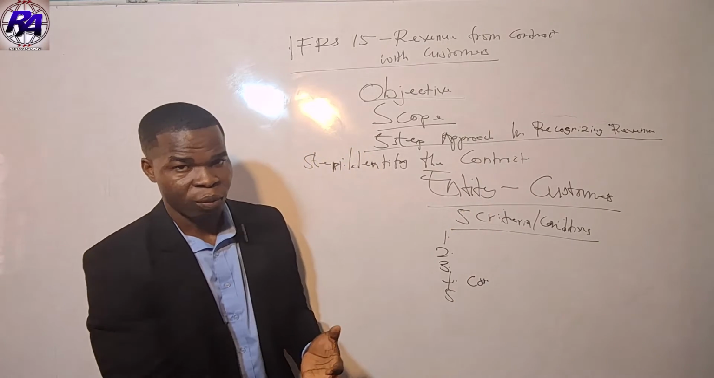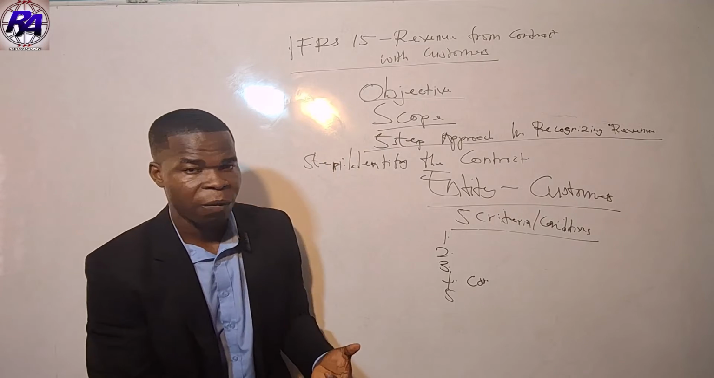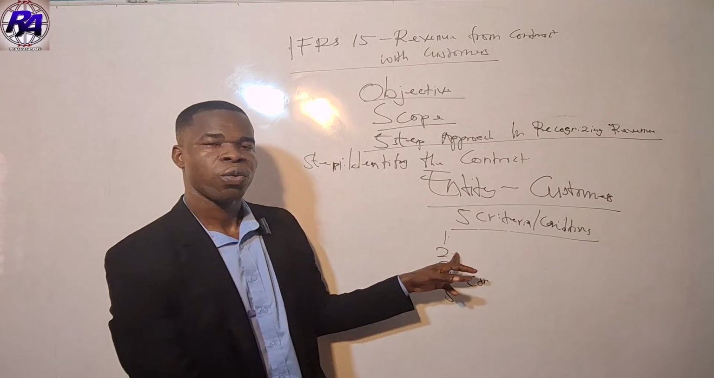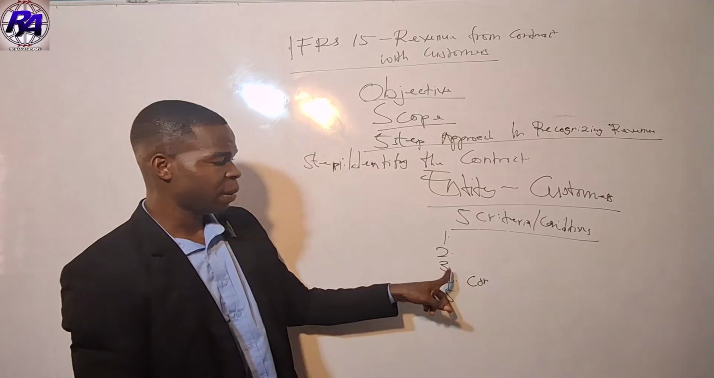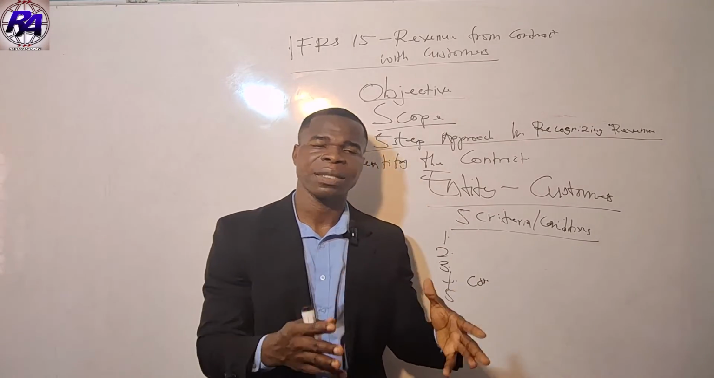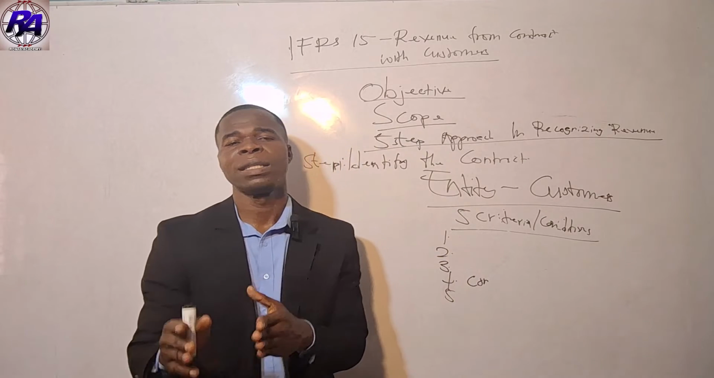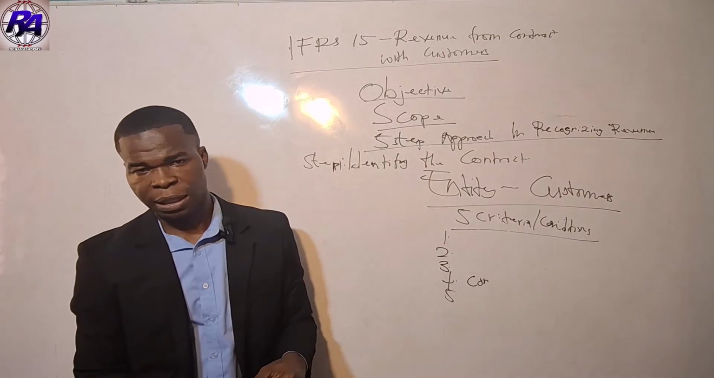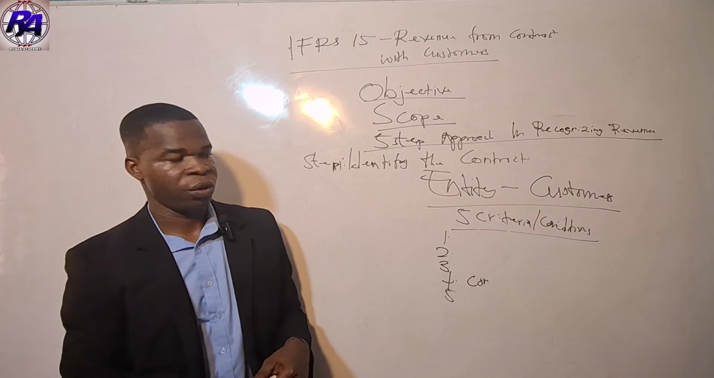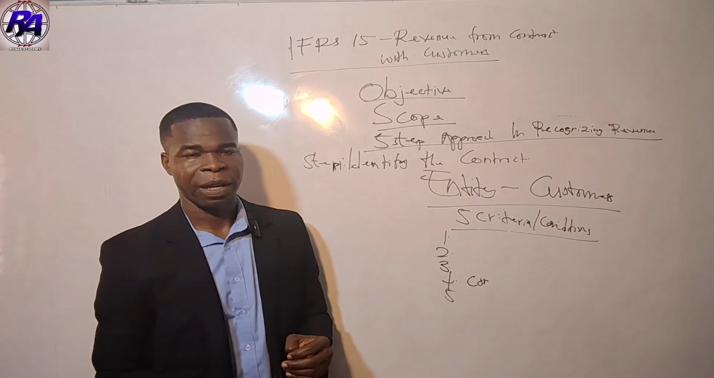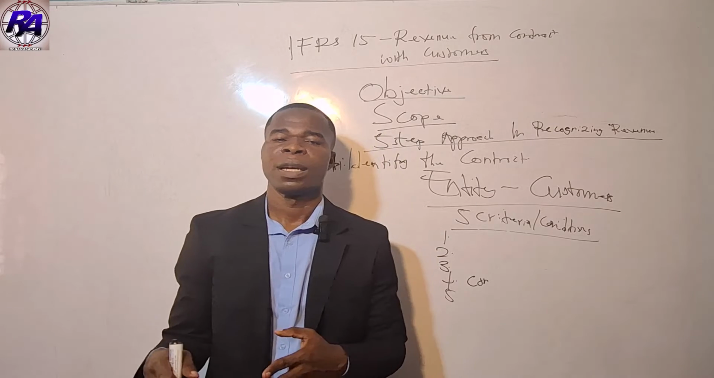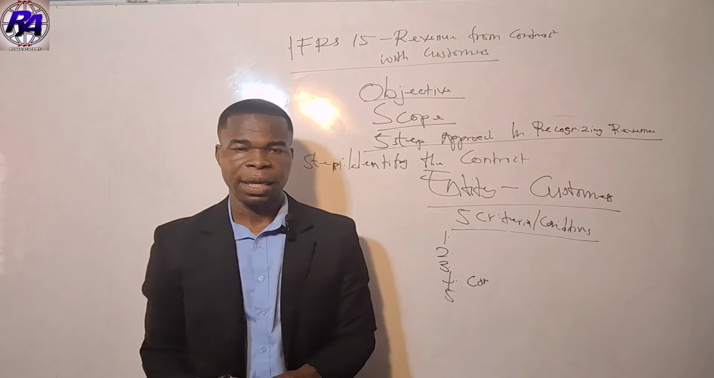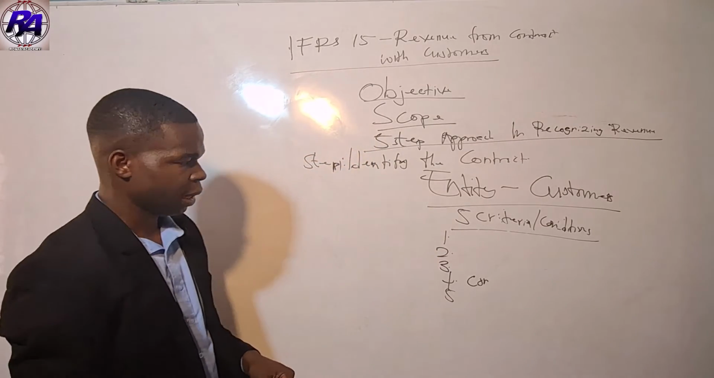The parties must approve the contract and be committed to perform their respective rights. 2, the entity can identify each party's rights. 3, the payment terms can be identified. 4, the contract has a commercial substance, and 5, it is probable that the entity will collect its consideration. These 5 criteria must be present for us to say that truly there is a contract between entity A and the customer.